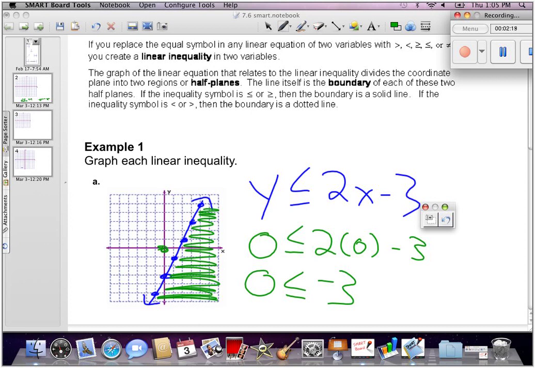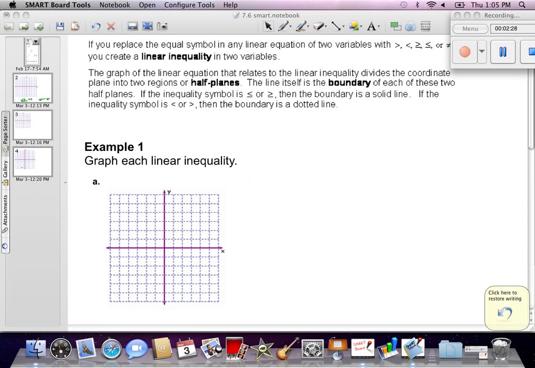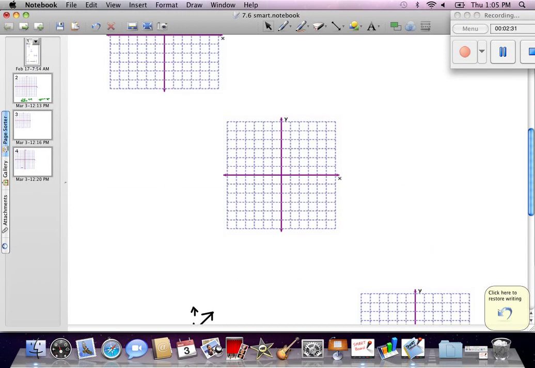All right. So we're going to go down to B. Your B is right next to it, but I need more room. So I'm moving. Okay, for B, we've got -3x plus 2y is greater than -10.